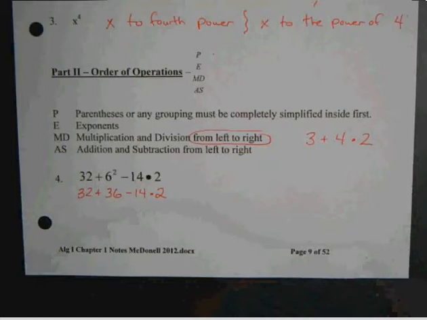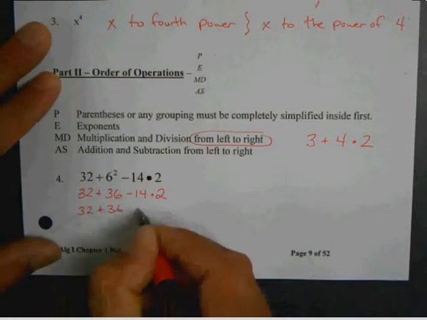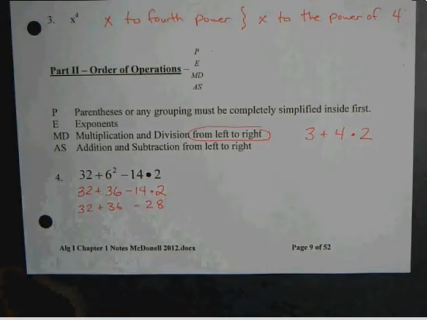Now on the next line, Jade, I'm going to do all my multiplying and dividing. Is there any multiplying or dividing? Yes. What is it? 14. Okay, so nothing else is going to change. 32 plus 36 minus 28. All I did there was my multiplying and dividing. Notice I did not do adding and subtracting. I'm leaving that for my last line.